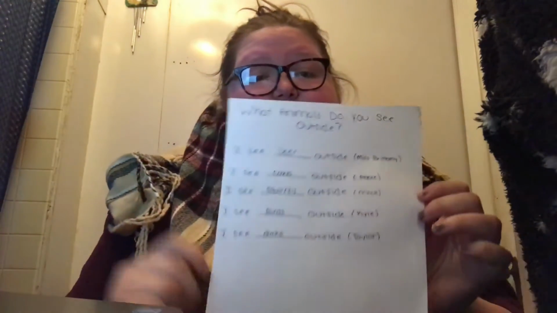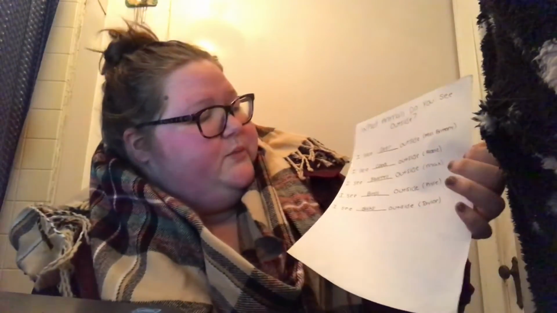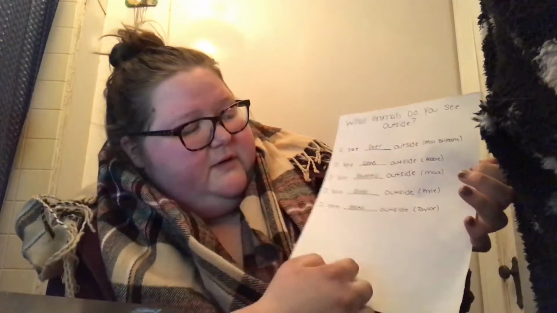I have a sample of one that I made, and I would make it be, what animals do you see outside, so it correlates with the book, and it will be on a bigger piece of paper. I just put our names over here of who said what, and I put, I see blank outside. So my responses would be like, I see deer outside, I see cows outside would be Abby, I made up a name. I see squirrels outside, I see birds outside, I see ducks outside, and so on until all the class fills one in.